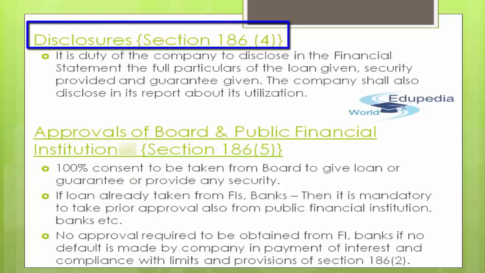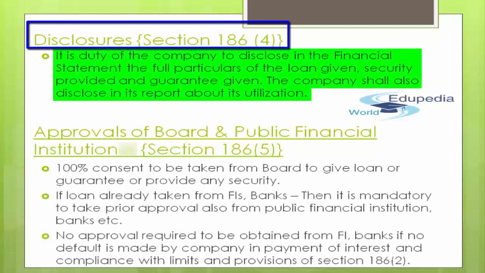The same is mentioned under section 186 subsection 4. It is the duty of the company to disclose in the financial statement the full particulars of the loans which have been given, the securities which have been provided, and the guarantees which have been given.